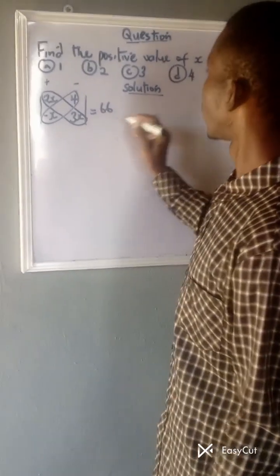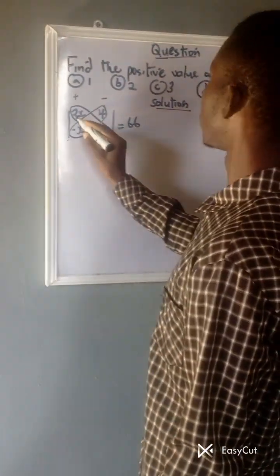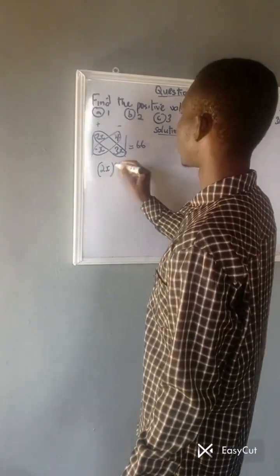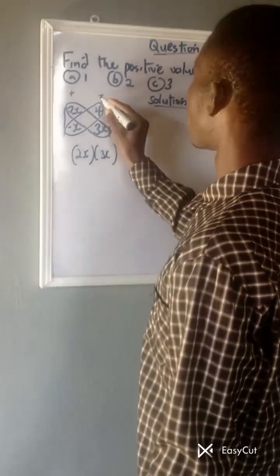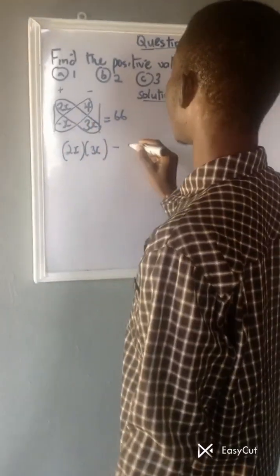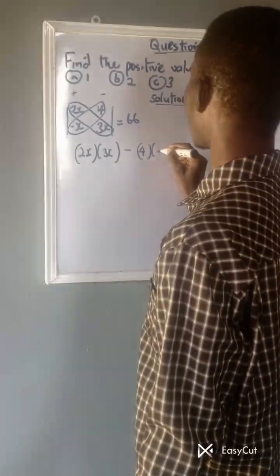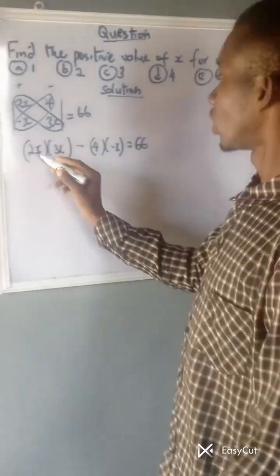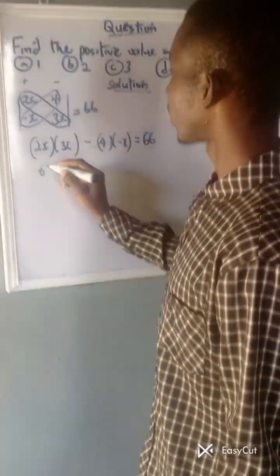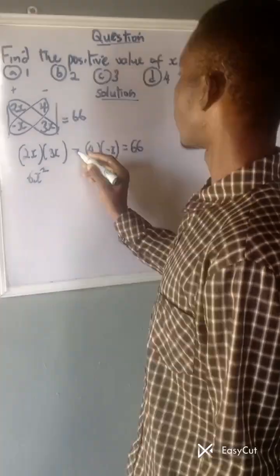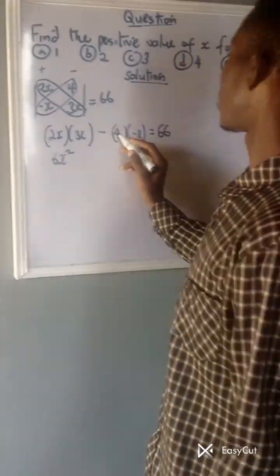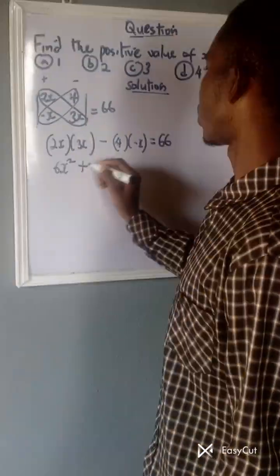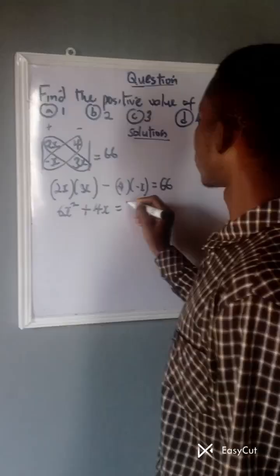So first of all, the first thing we are doing is going to say 2x times 3x, minus 4 times minus x, and whatever we get is what gave us 66 as the determinant. So 2 times 3 is 6, x times x is x squared. Now minus times plus is minus, 4 times x, that's plus 4x, is equal to 66.